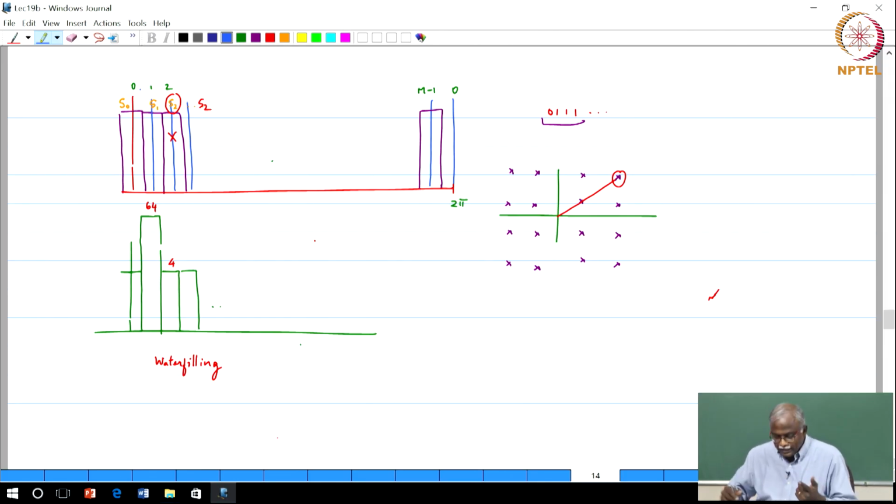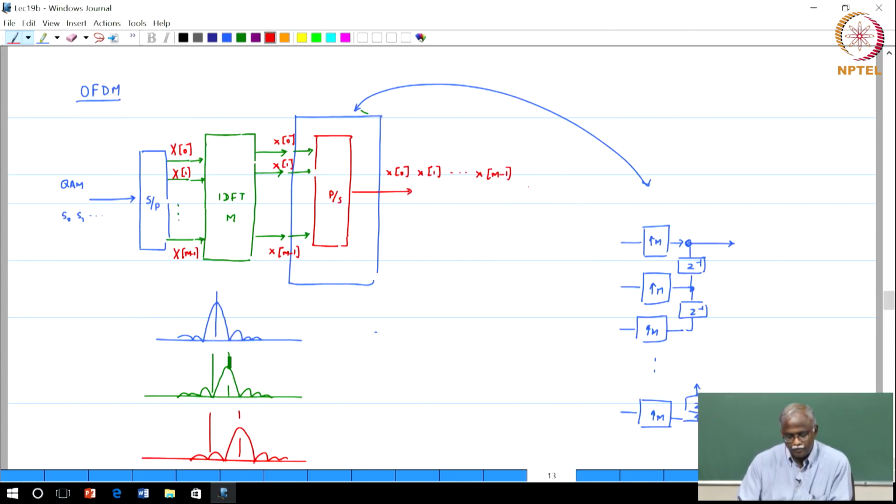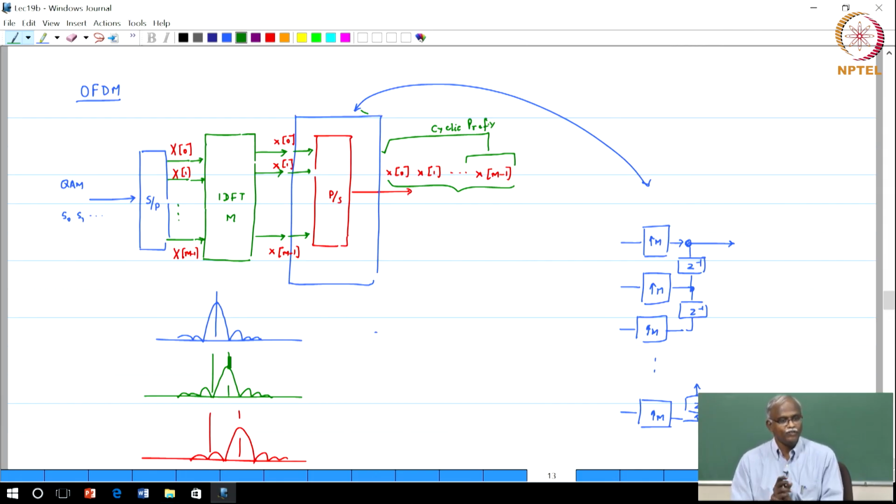Now the other element which we have not touched upon today is that when you do an OFDM transmission, there is one more element. What is that? You insert something called a cyclic prefix. You take some portion of this data output and move it back, and call it the cyclic prefix, CP. Now the CP also has a beautiful explanation in the context of multirate signal processing.